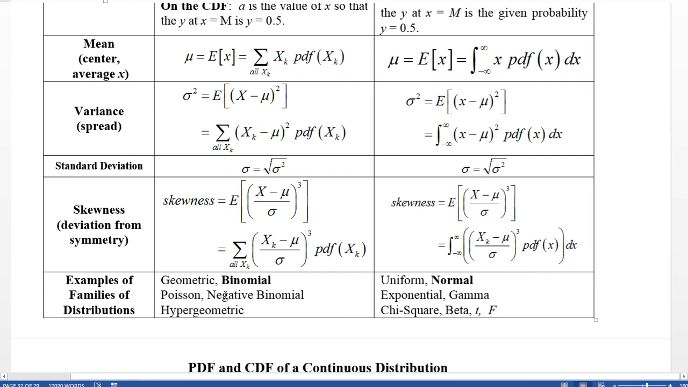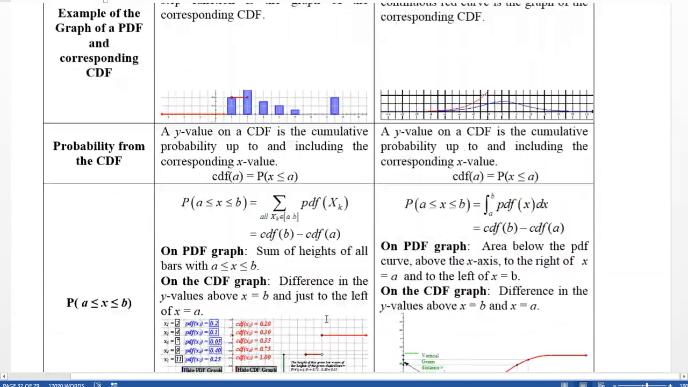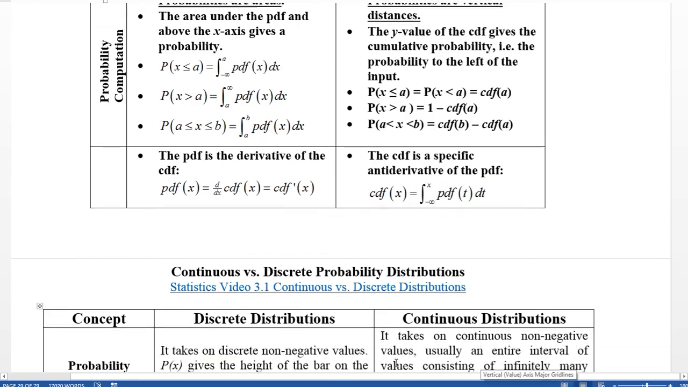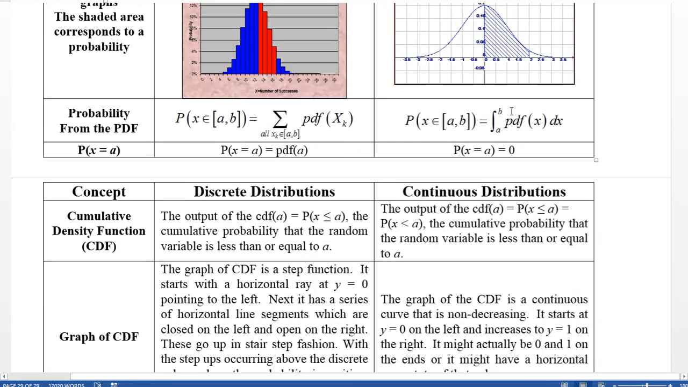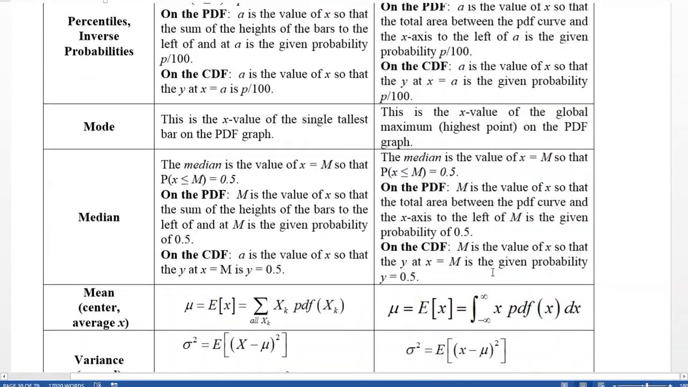There are many different kinds of distributions, some that are discrete, some that are continuous. In particular, the normal distribution is probably the most important one that you would study in a statistics class. So again, I refer you back to this video that's going to talk a little bit more about comparing the discrete and continuous, but think about how a lot of what we're doing here deals with derivatives and integrals, particularly integrals.